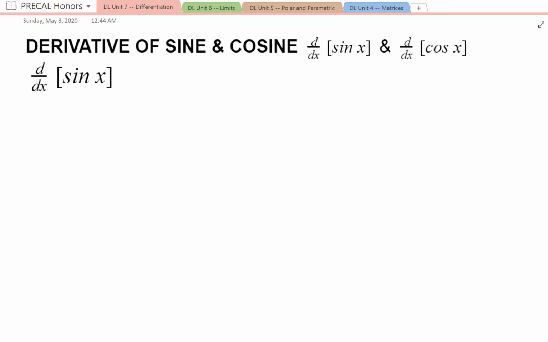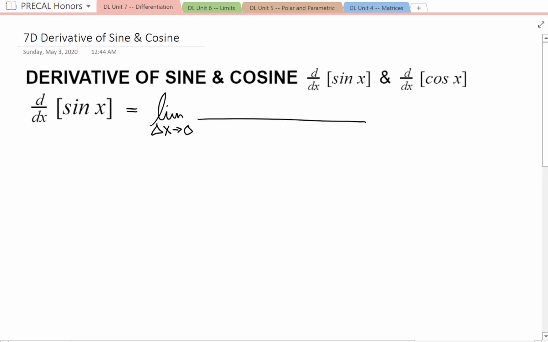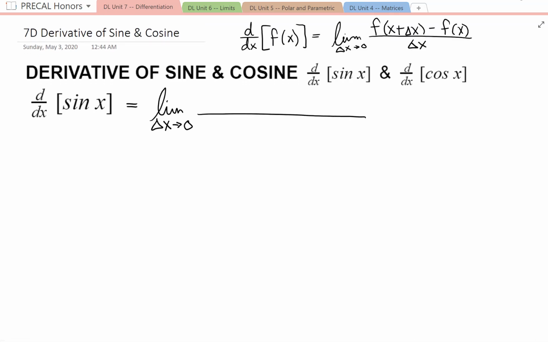In this video, we will prove and use the derivatives of sine and cosine. To begin, the derivative of sine x is the limit as delta x approaches 0, and we'll use the limit definition of a derivative. Sine of, now the argument of sine is x plus delta x, minus sine x over delta x.